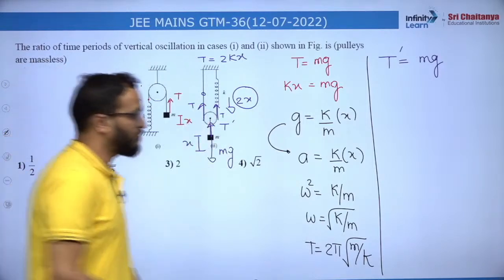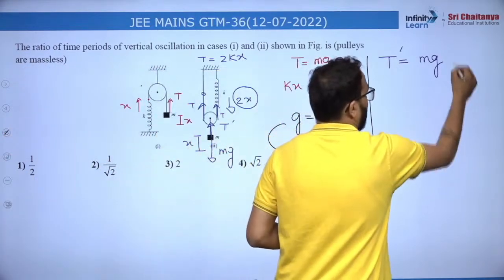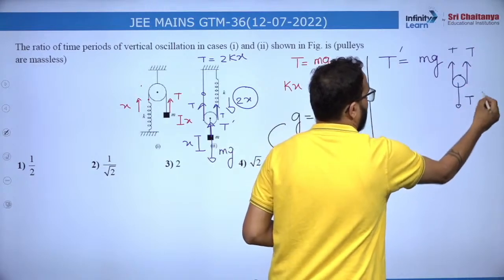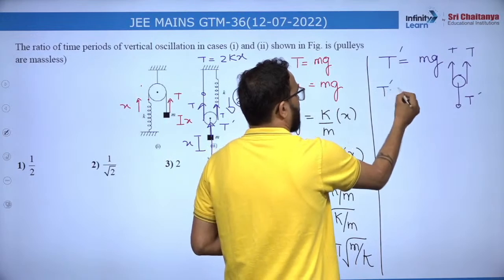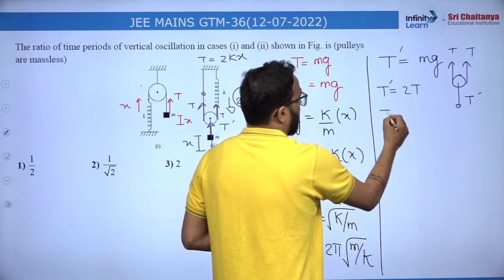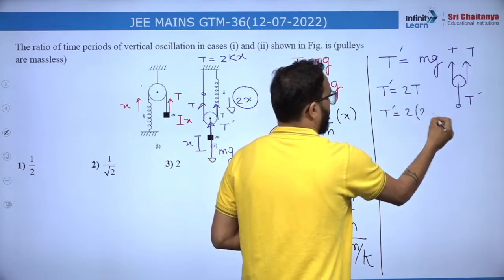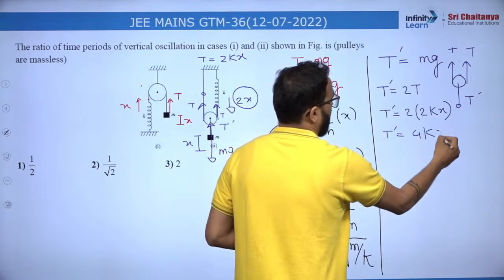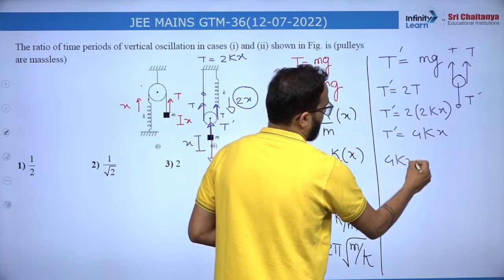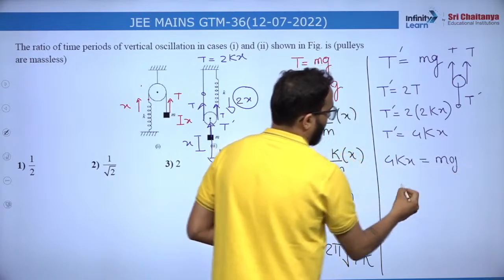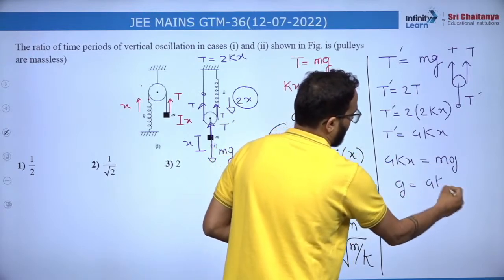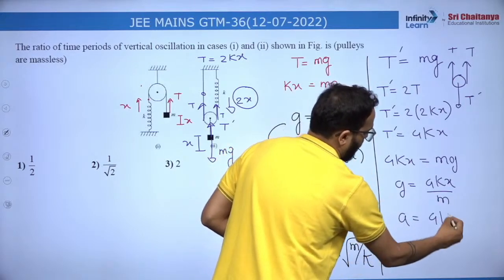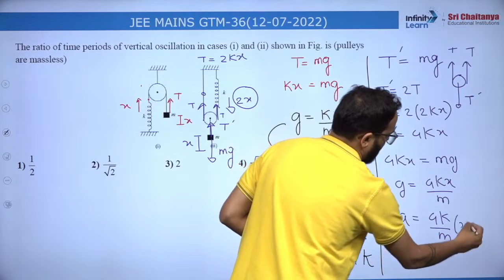If you talk about this pulley, this is T upward, T dash downward. So T dash will be equal to 2T, and we know that T is equal to 2kx. So T dash will be equal to 4kx. So 4kx will be equal to mg. You will say g is equal to 4kx by m. Replace g with a and write 4k by m times x.